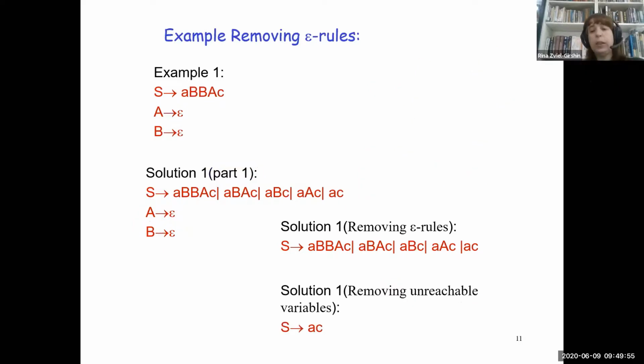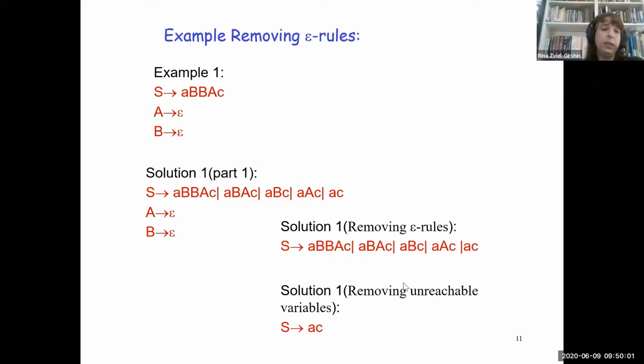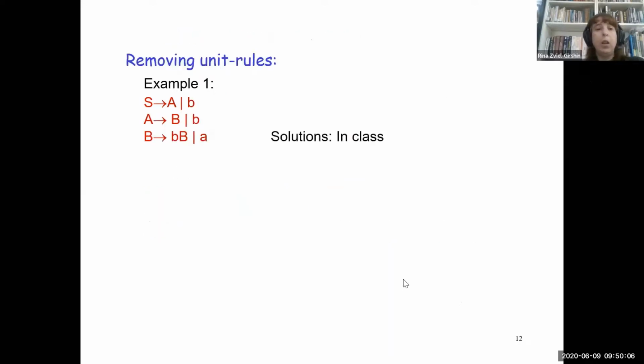Okay, so the result after removing unreachable or undefined variables is S derives AC. Additional technical stuff that we need to know is how to eliminate the unit rules. The unit rule is when some variable derives an additional variable without any terminal symbols. So basically I'm jumping from one variable to another variable.